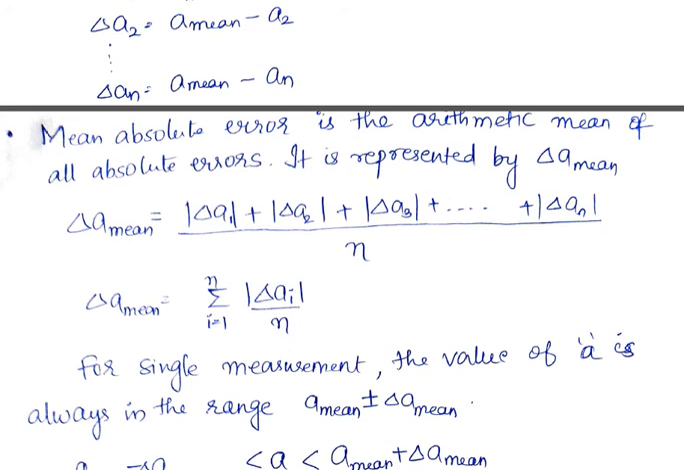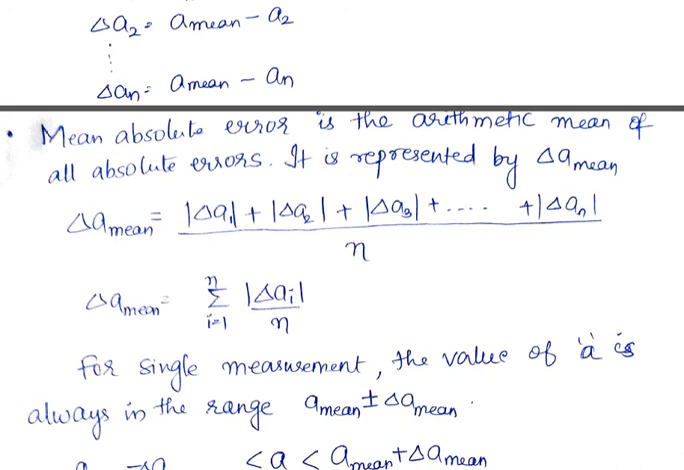Next, we have so many absolute errors, so we will take the mean absolute error. What is the mean absolute error? It is the arithmetic mean of all the absolute errors: delta a1, delta a2, delta a3, and so on. This is the delta a mean, adding all the absolute errors and dividing by the number of readings or trials we have repeated. So delta a mean is the summation of all the individual absolute errors divided by the number of trials.